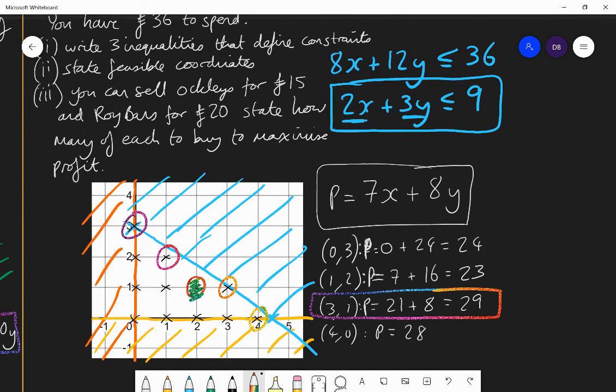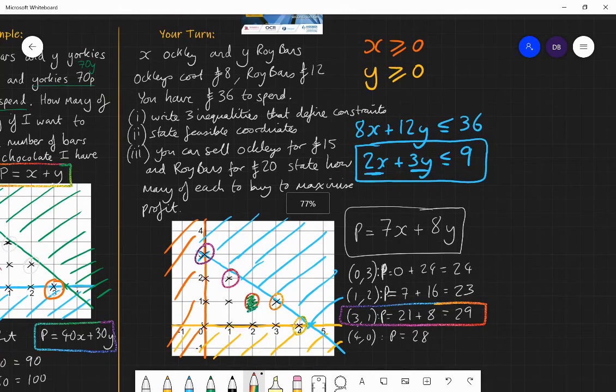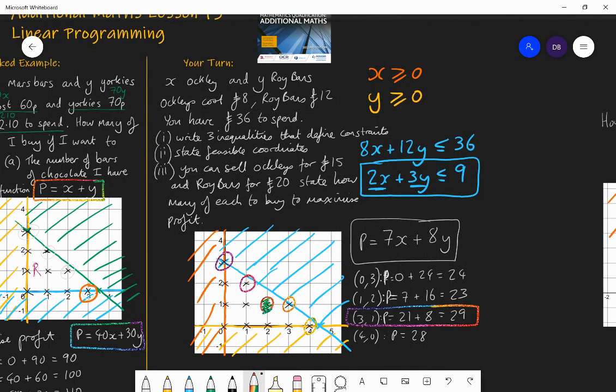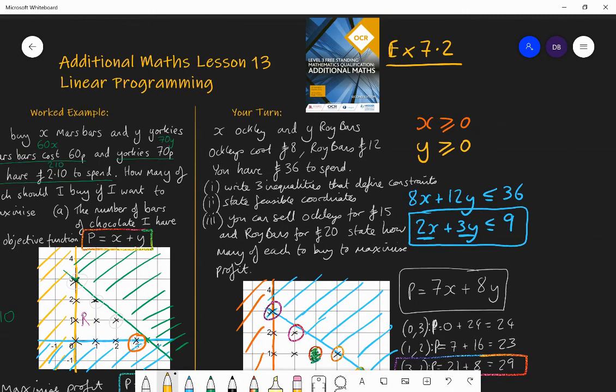Okay. So that's linear programming. That's how to maximize an objective function based on various constraints. What you should do now is you should practice this with various different problems. And there are some lovely little problems in exercise 7.2. That's the second exercise in chapter 7 from this wonderful book here.